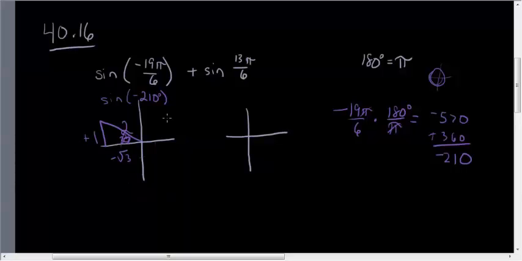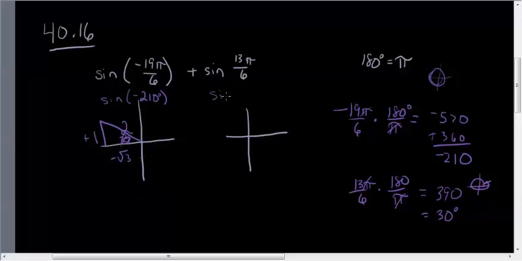Alright, so 13 pi over 6, let's see what that one is. 13 pi over 6 times 180 over pi. 180 degrees is pi radians, so the pi's cancel. 13 divided by 6 times 180 is going to be 390. We recognize that as going 360 plus 30 more, so this is equivalent to 30 degrees.